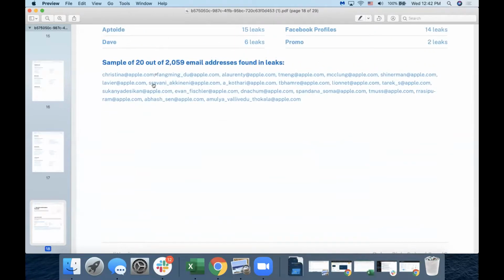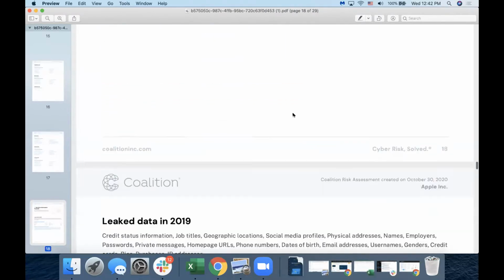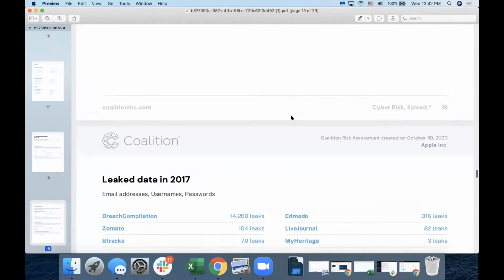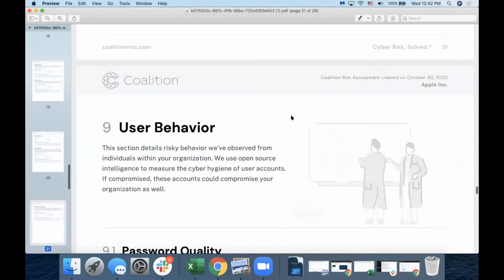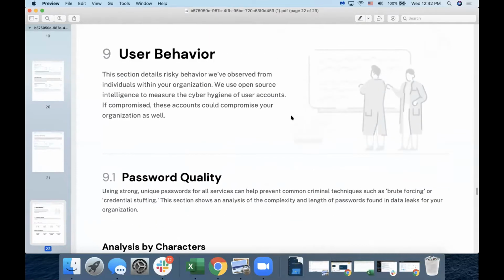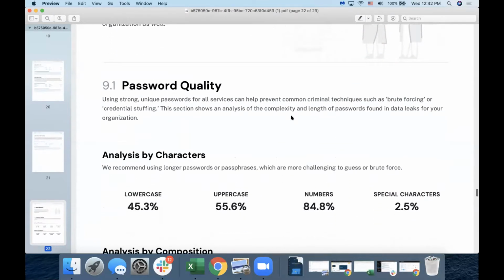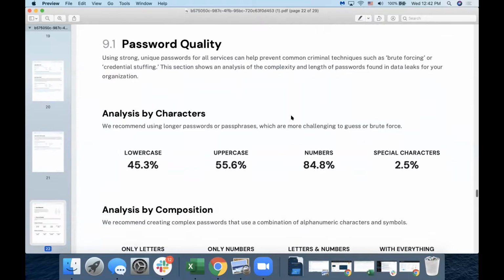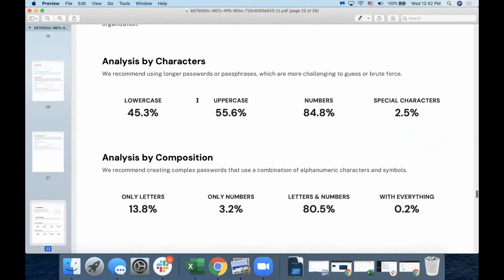You can see a sample of some of the individuals' emails that were compromised. But the thing I want to focus on is something new we're doing: we're describing the password quality that we see. We've never exposed someone's password, and that's not something we want to do. In the past, we've mentioned, hey, these are the individuals whose passwords were compromised. Now we're analyzing those passwords and showing your policyholder the characteristics of the passwords that are being utilized.